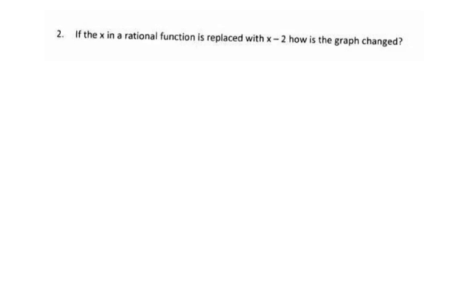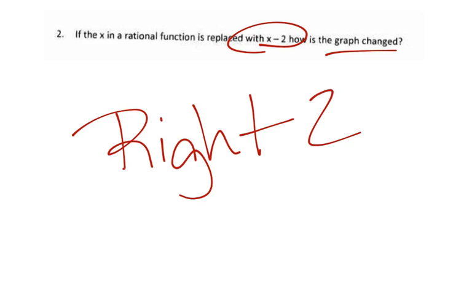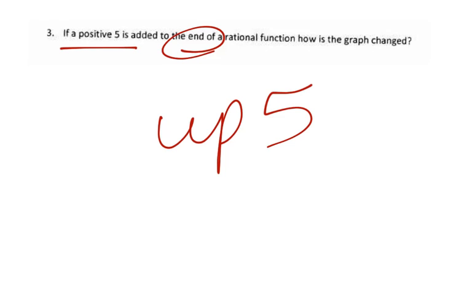If the x in a rational graph is replaced with x minus 2, how will the graph change? We haven't talked about it during rationals, but we've talked about it over and over, that it's the same no matter what kind of function it is. If it's trapped in there with the x, it's a horizontal move, and it does the opposite of what you would expect, so x minus 2 will actually go to the right 2. If you add positive 5 to the end, how is it going to change? Same thing. It always does the same. If it's at the end, it's vertical. Positive 5 means it's going to go up 5.